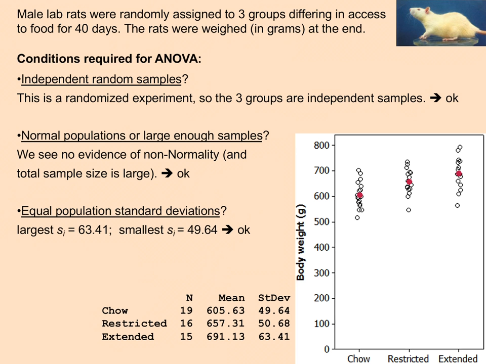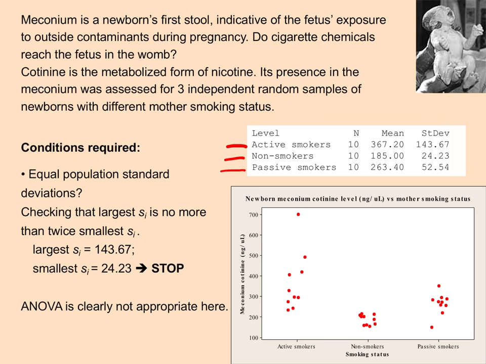All right, let's look at an example that doesn't fit the assumptions of ANOVA. Meconium is a newborn baby's first stool, indicative of the fetus's exposure to outside contaminants during pregnancy. The question is, do cigarette chemicals reach the fetus in the womb, let's say if the mother smokes? Cotinine is a metabolized form of nicotine. Its presence in the meconium was assessed for 3 independent random samples of newborns with different mother smoking status. So we have active smokers, non-smokers, passive smokers. These are the smoking status of the mother.